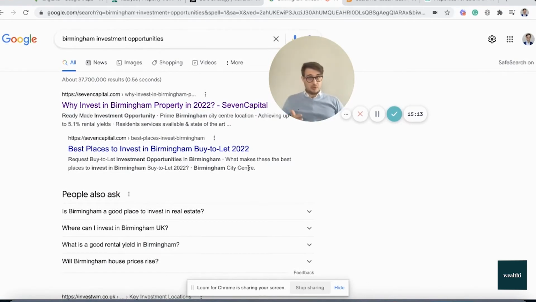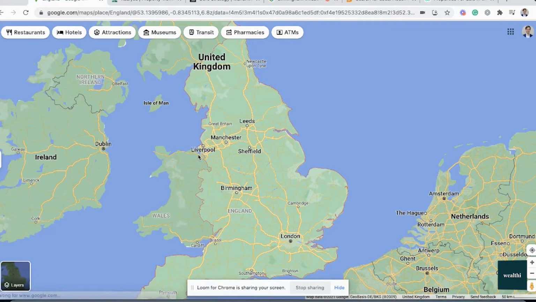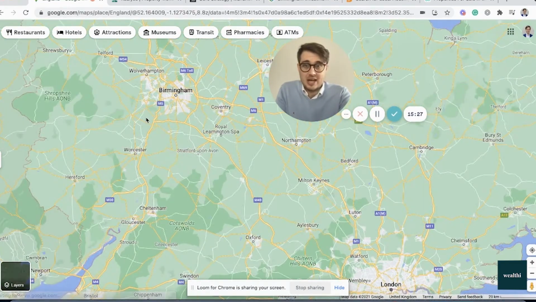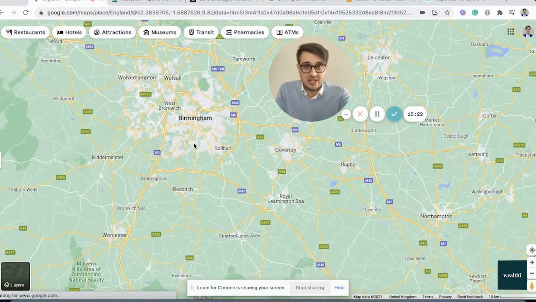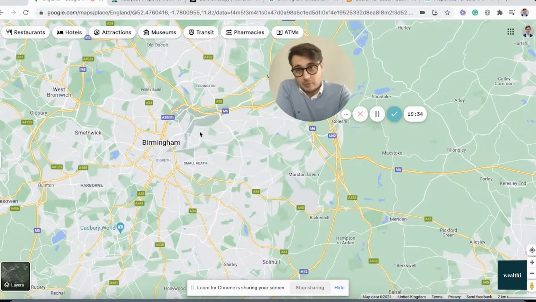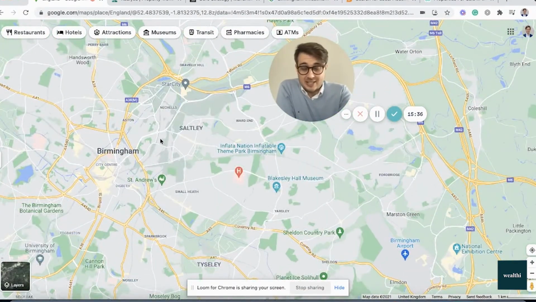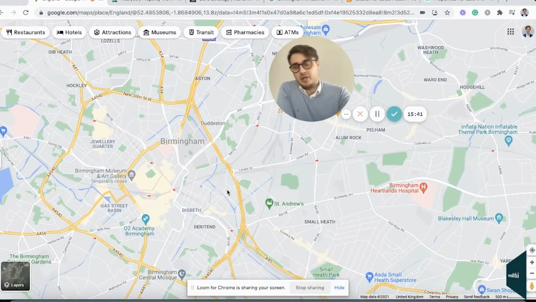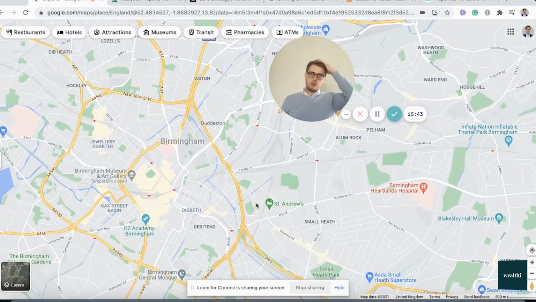Now, the next thing we want to do is understand what sort of businesses are in the area. Now, Birmingham's a great example because in Birmingham now, we've got some very, very large corporates that have relocated headquarters up to Birmingham. We've seen KPMG, we've seen PwC, Goldman Sachs, Deutsche Bank, and HSBC as well. So we're seeing some large businesses move up to the area.